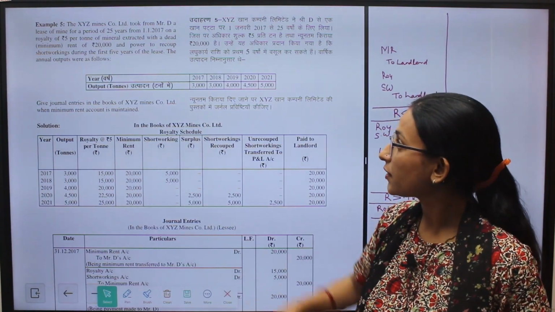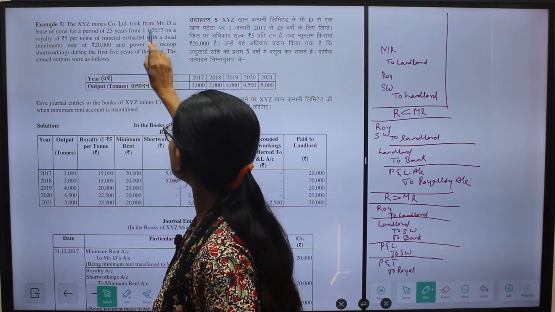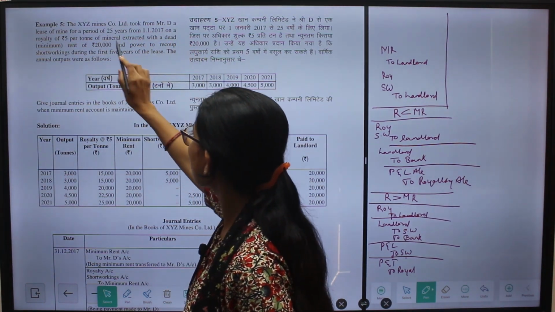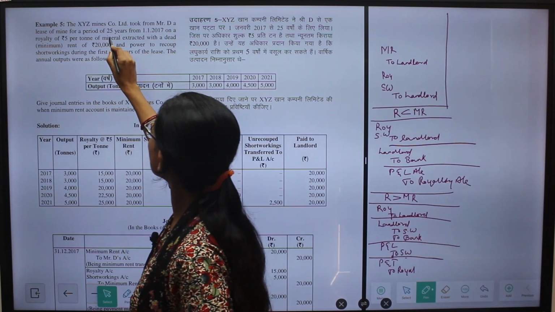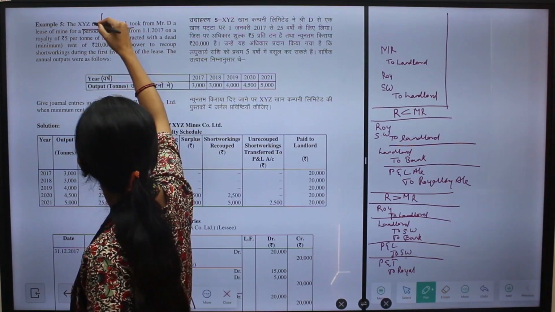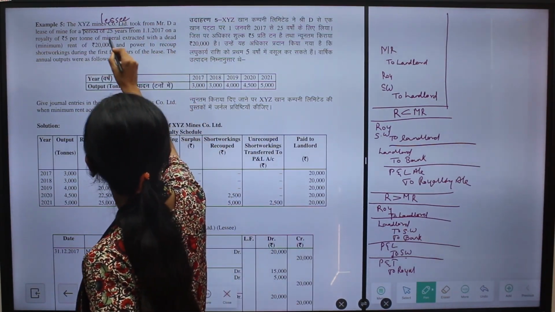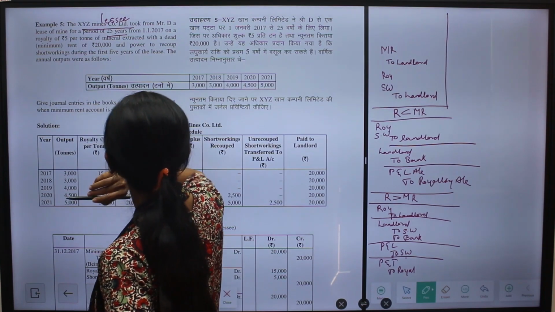So now I will start with the numerical portion. Mr. XYZ Mine Company took from Mr. D a lease of a mine for a period of 25 years. XYZ Mine Company took the lease, so XYZ is the lessee. The mine was taken for a period of 25 years.